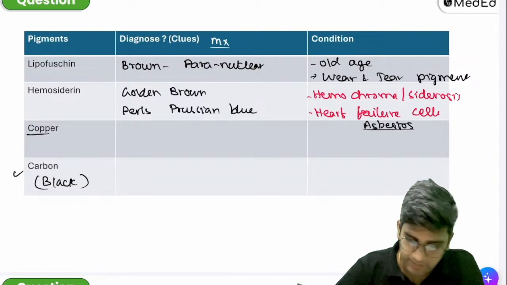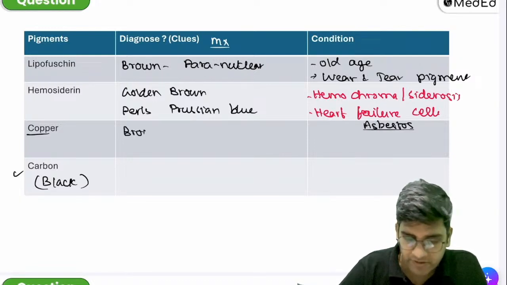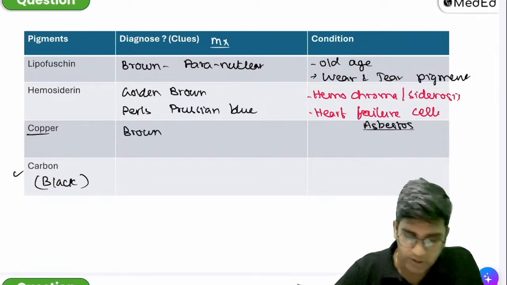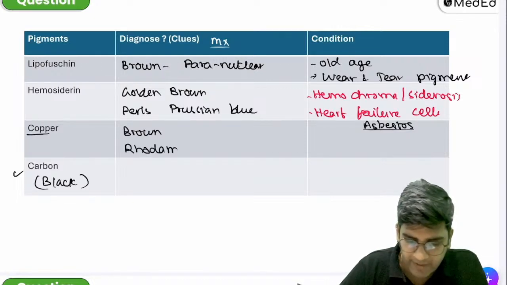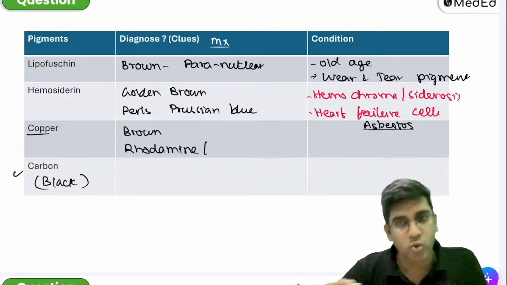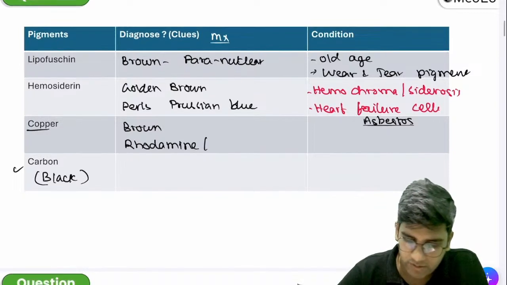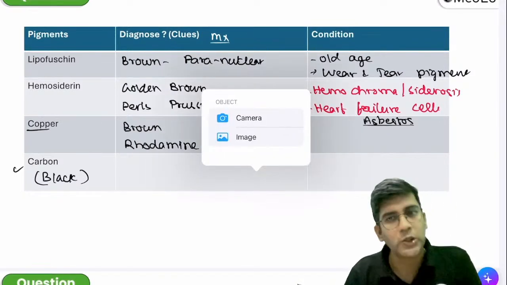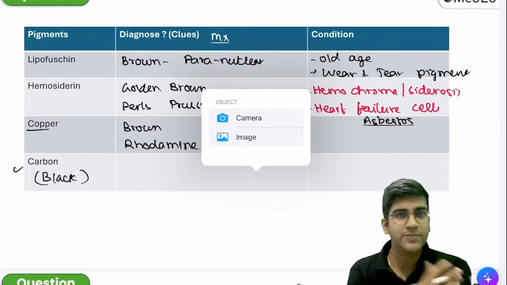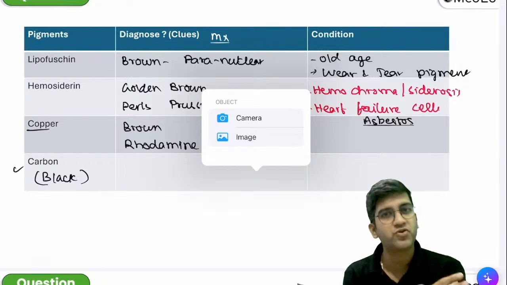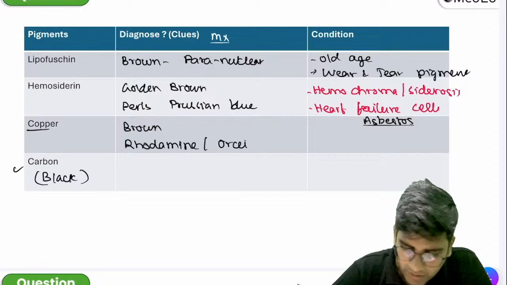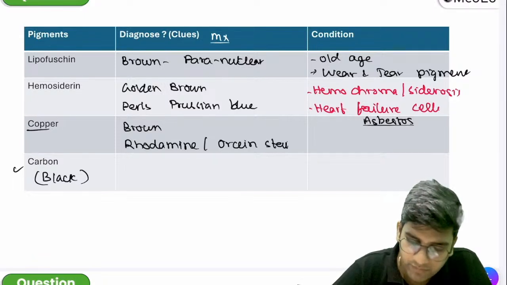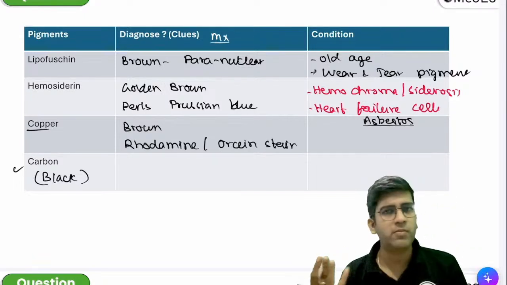Copper, again brown in color. You must have seen copper vessels and copper utensils, right? What's the stain for copper? I can either use a stain called rhodamine, or we have any other stain for copper, rhodamine or rhodanine. The spelling, both are one and the same. One is the procedure, other is the stain, right? And we have a stain called orcein. Orcein stain is much easier for a pathologist, but if you remember rhodanine, more than enough.